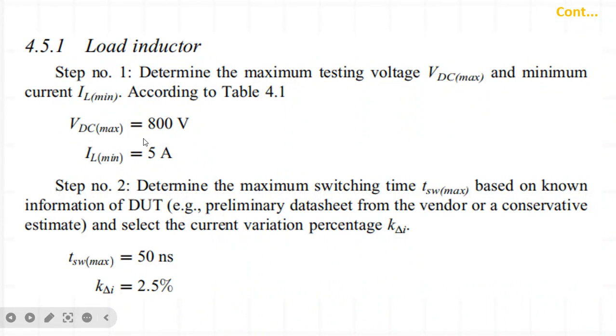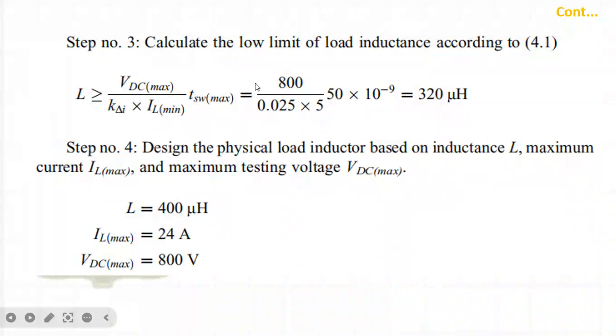So I told you what value we should take for VDC and IL, whether it is a minimum or maximum. You have now come to know that we have to take VDC maximum and IL minimum, and we have TSW maximum, which is given as 50 nanoseconds, and I have considered the K delta as 2.5%. You can consider anything. What is important here is VDC maximum and IL minimum. With this, if I put the values here, my inductance value comes to 320 micro Henry.